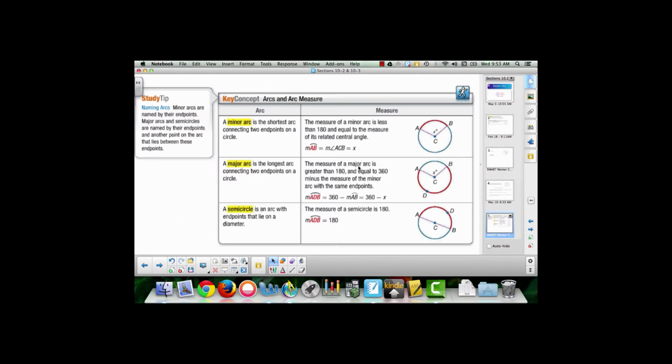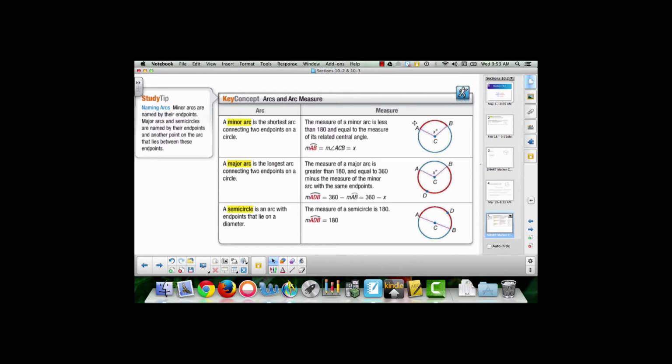Alright, now we're going to talk about the different types of arcs and how to name them. We're going to do this a little bit differently than your book does, so listen carefully about how I go over naming arcs. First, we have minor arcs. Minor arcs are going to have a degree measure that is between 0 and 180. And that's the one that's equal to the central angle. The minor arc will always be inside the central angle there.